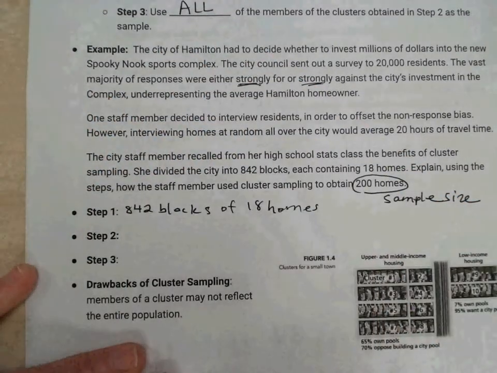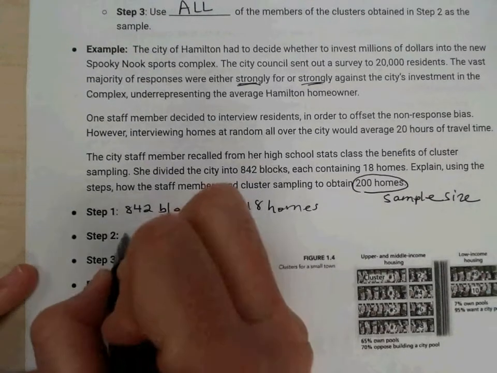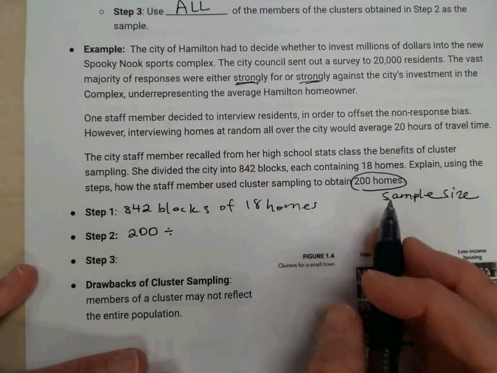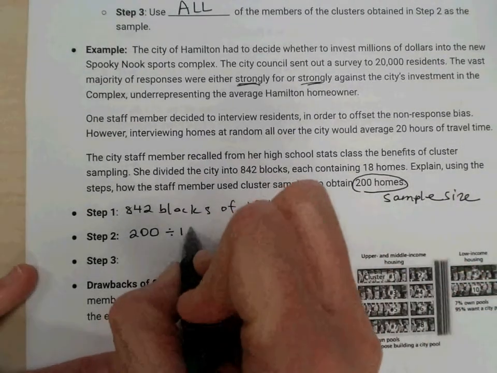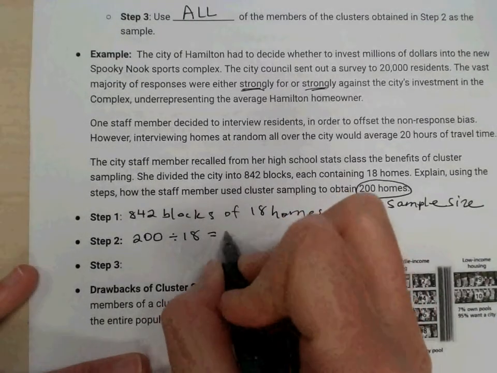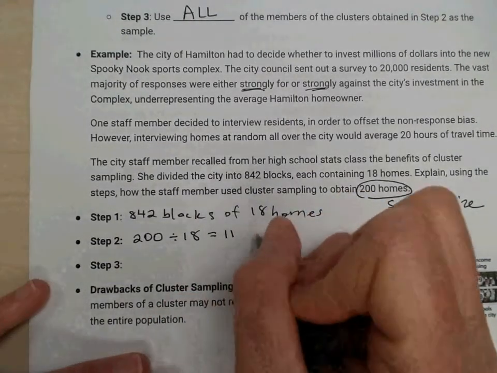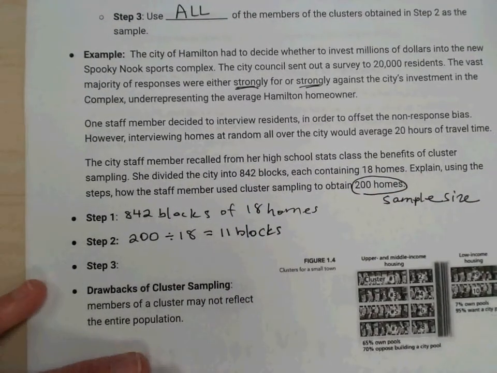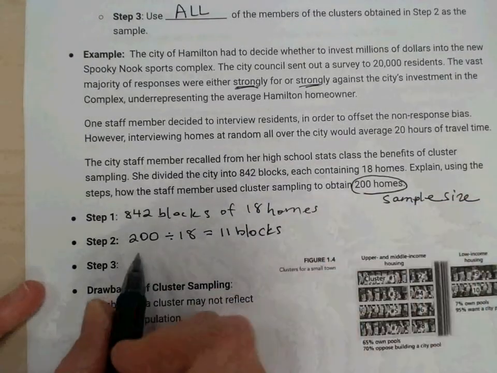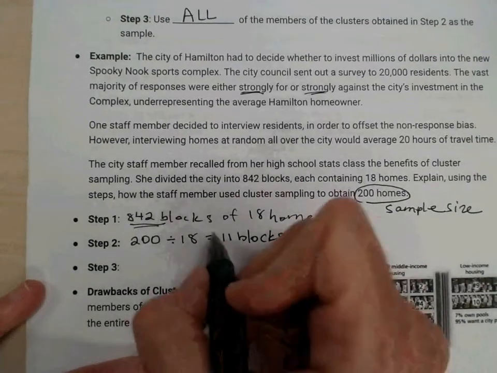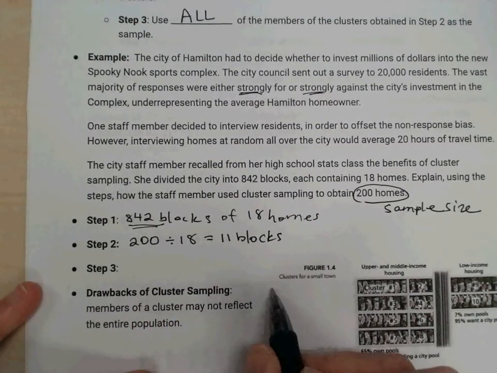Step 2 is to obtain a simple random sample of the clusters. So in order to obtain the simple random sample, we first need to divide 200, that's our sample size, by the number of homes that are in each block. And we then can calculate how many blocks we need to survey. And then we would use a random number generator, right? These blocks we would have numbered from 1 to 842. Randomly, we would select 11 of those blocks.